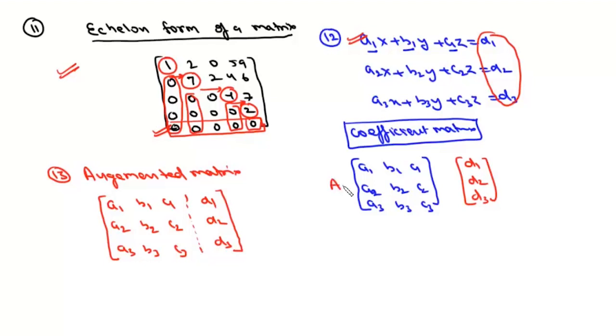Now suppose this matrix is A and this matrix is B, then we also write this matrix as A and B. So these are 13 types of matrices. There are a couple more types, but we'll study them a little later. Now the next thing that we'll study is the algebra of matrices.